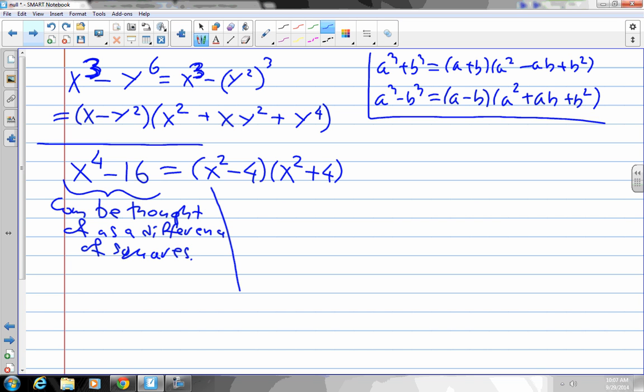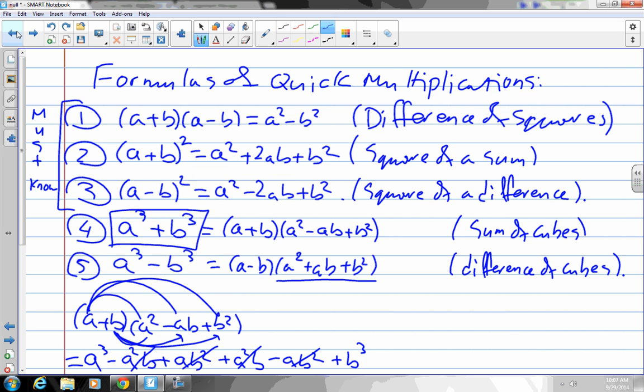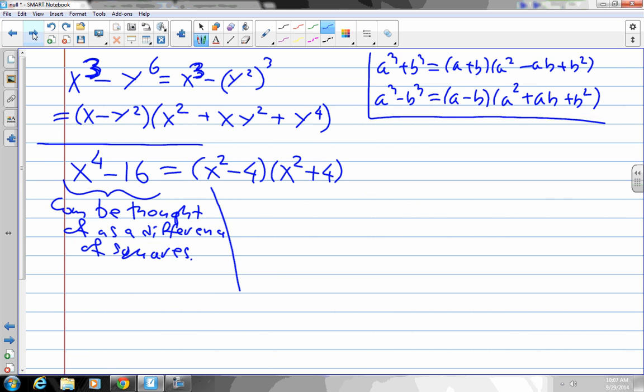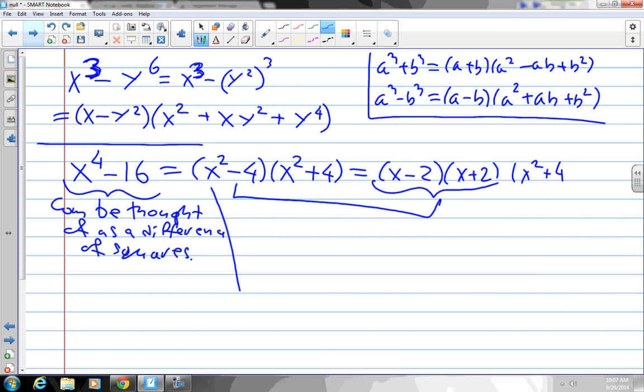It's x squared minus 4. We have a formula for that, right? We don't have a formula for the plus, so the only thing we can break down further is the x squared minus 4, which will become x minus 2, x plus 2. X squared plus 4 stays. We cannot break down a sum of squares. So now this is factored completely. We cannot go any further.